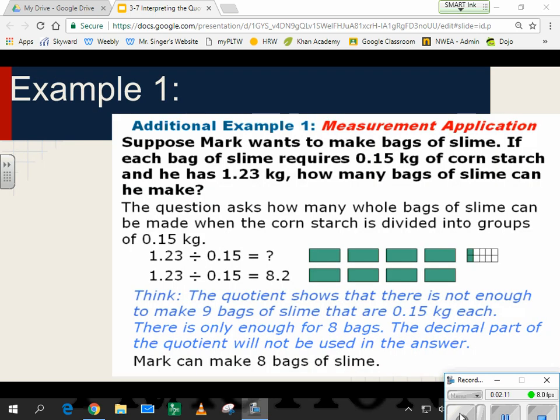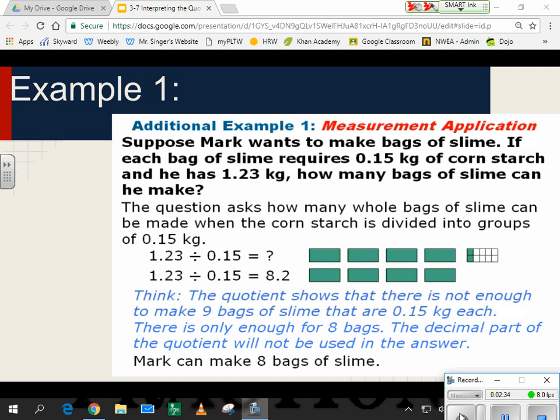So here's an example of interpreting the quotient, and you'll probably want to determine what you think is important to write down from this, but you should write down something. So it says, suppose Mark wants to make bags of slime. Here we go again. If each bag of slime requires 15 hundredths kilograms of cornstarch, and he has 1 and 23 hundredths kilograms, how many bags of slime can he make?